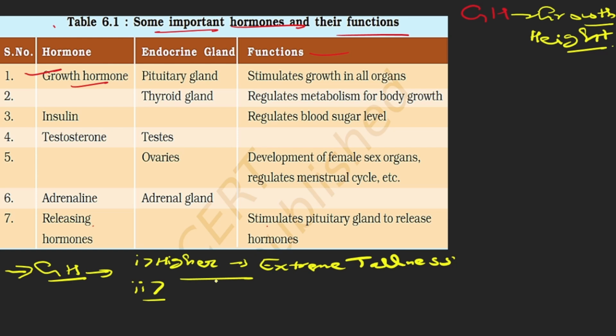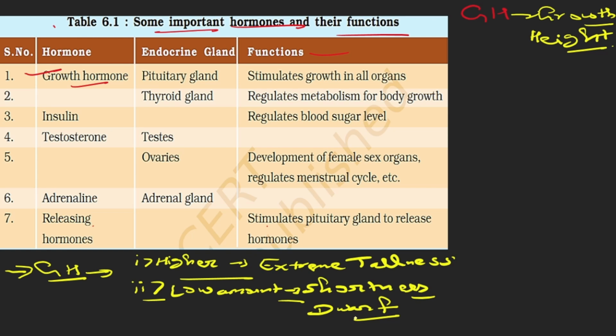Second case is very low amount. If this hormone is secreted in low amount, this will lead to shortness in height. If the person is very short in height, growth hormone is secreted in very less amount, meaning lower than the normal range. Then that person will be dwarf. Dwarf means a very short person. This is the case of growth hormone.